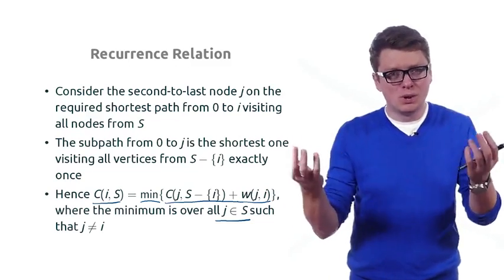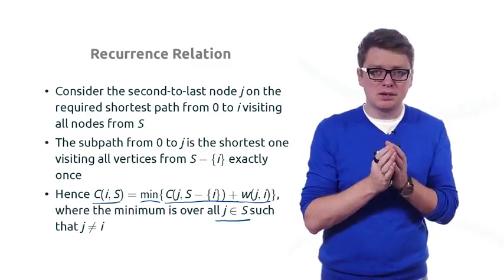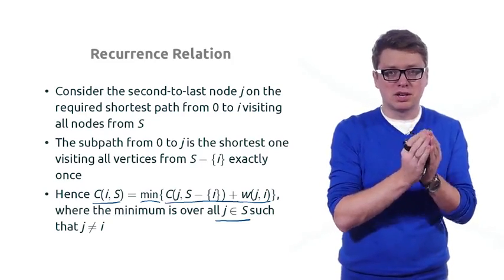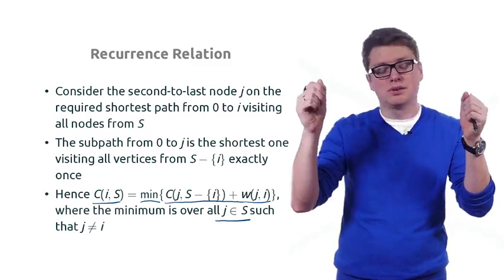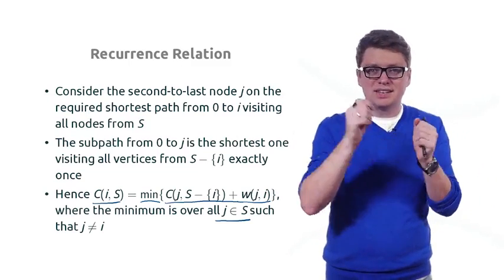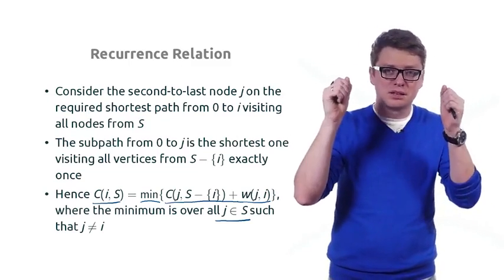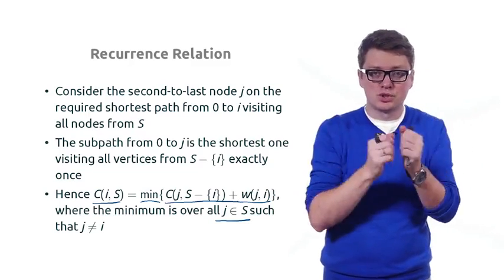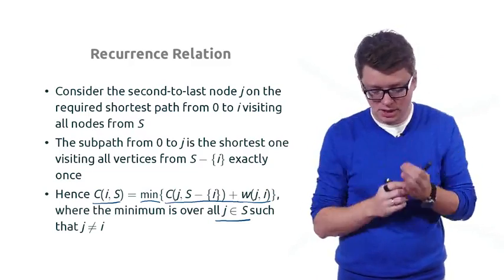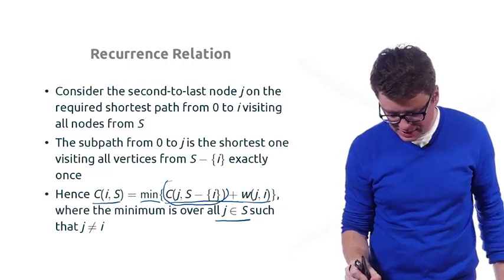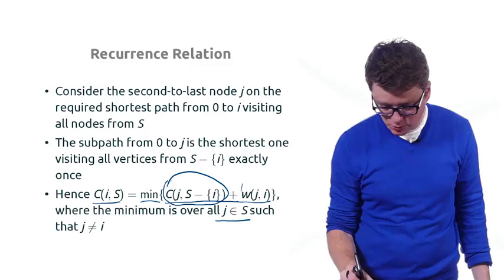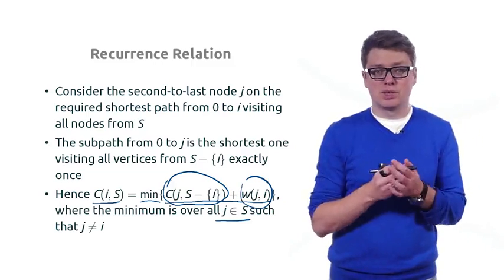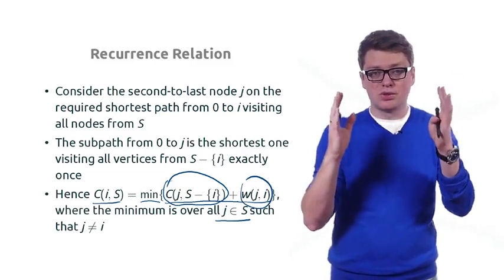And why is that? Well, again, just because if we have a path starting at 0 and ending at I and going through all the nodes of S, then if we consider its second to last node J, then we are sure that this prefix is optimal, namely that its length is equal to this one, and the weight of the last edge, we know this, it is equal to W of JI. So the length of this path is equal to this sum.